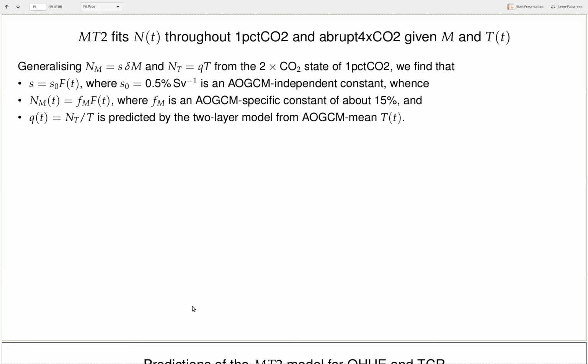So you can also express it in the second way here. NM is some model-specific constant times the forcing, where that constant is about 15% plus or minus something, depending on how strong the control AMOC is.